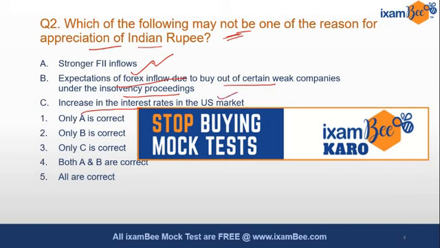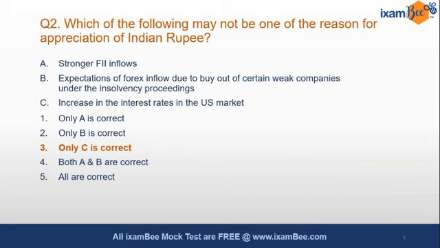Increase in the interest rate in the US market. Just think it over. What will happen if the interest rate increases in the US market? The institutional investor, suppose somebody had the option to invest in the US market and say another market, India. When the interest rate increases in the US market, these FIIs will sell in the Indian market and invest in the US market because the returns are becoming better there. So this will rather lead to depreciation of the Indian rupee when there will be more outflow of the USD. So option C is correct, because it may not lead to a situation of appreciation of the rupee. I think you got it clear.